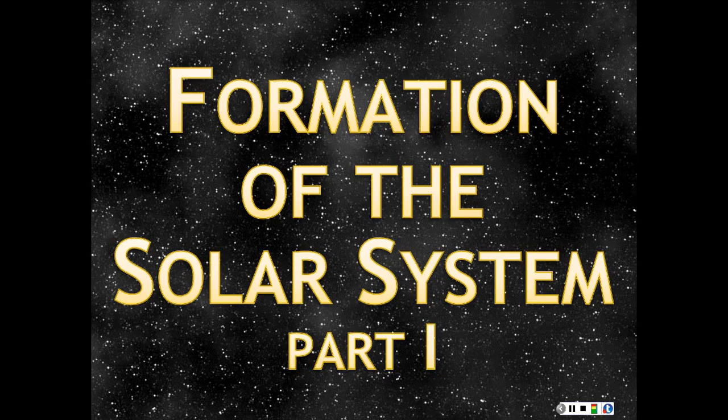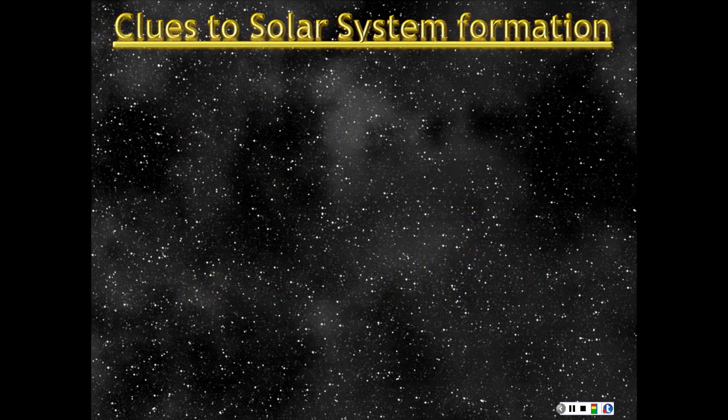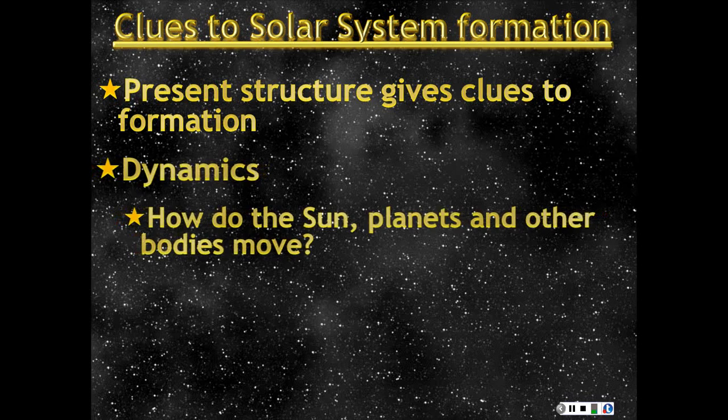So now we're going to talk about formation of the solar system, and this will take several different chunks. First of all, we need to talk about how do we know what we know about formation of the solar system. What can we observe that gives us clues to how the solar system formed? Basically, its present structure must be formed during its formation, so we must be able to see clues within the present structure that give rise to how it formed.